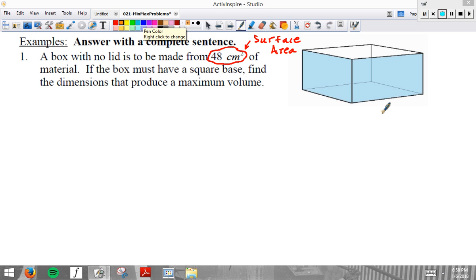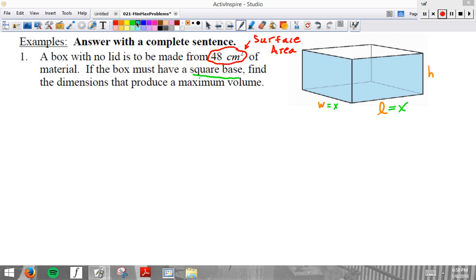So one choice of variables might be your standard. We call this the length, we could call this the width, we could call this the height of that box. But we notice here that we have a square base. That means these two sides are the same. So I'm going to say the width is x as well as the length. And we can change this to y or not, depending if you want. Find the dimensions that produce the maximum volume.